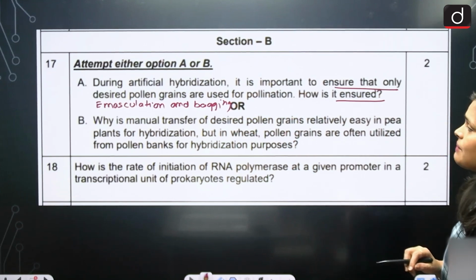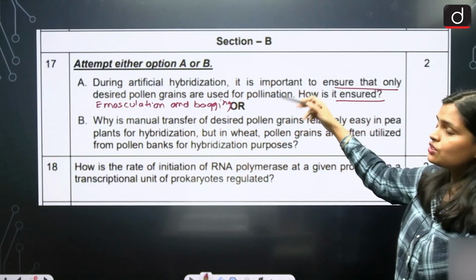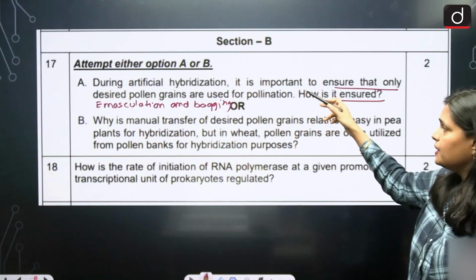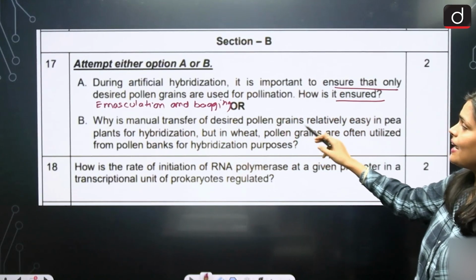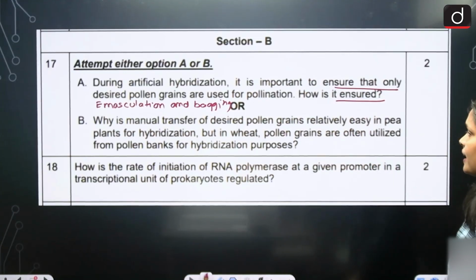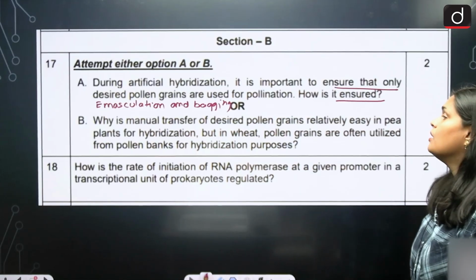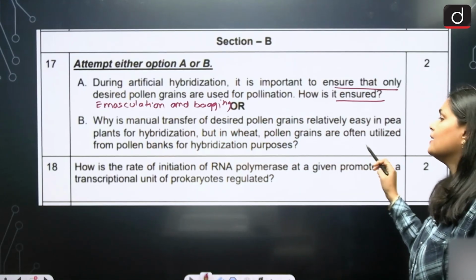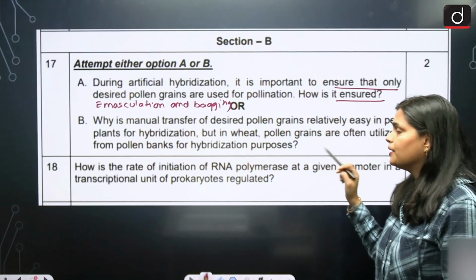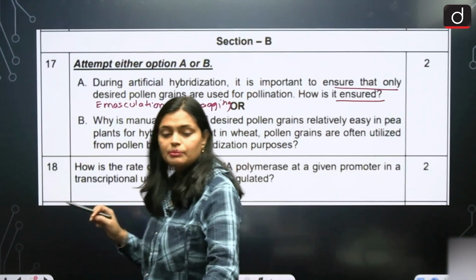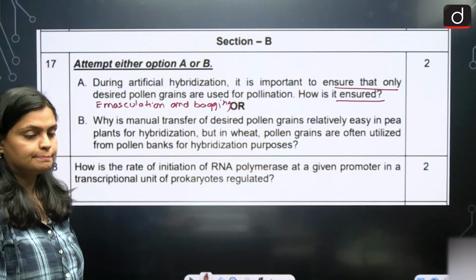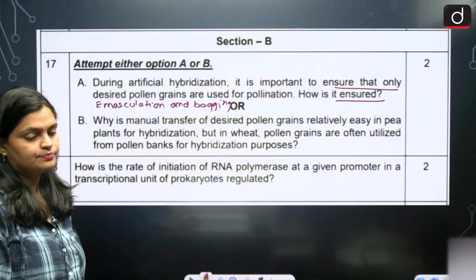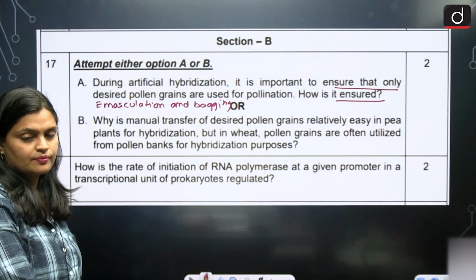Now why is manual transfer? Now here this question has 2 options. Either you can go for this or you can go for this. So why is manual transfer of desired pollen grain relatively easy in pea plant for hybridization, but in wheat pollen grains are often utilized from pollen bank? So what is the reason behind that? Any idea?